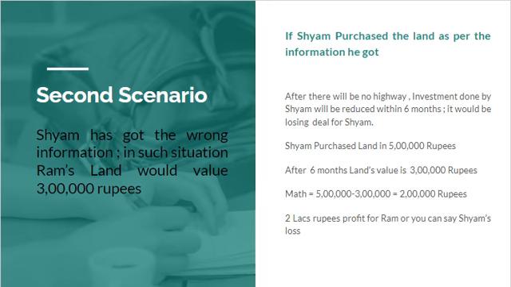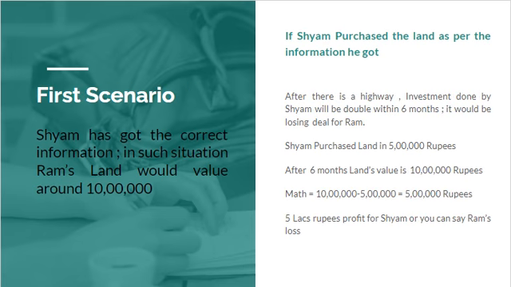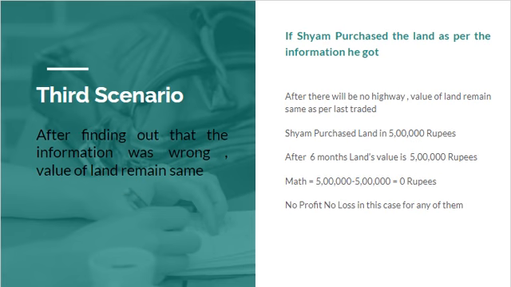Okay. In another scenario, the third one, the value of land doesn't vary. So there's no profit, no loss type of situation here, which is called break even in option terminology. So it is the third situation.